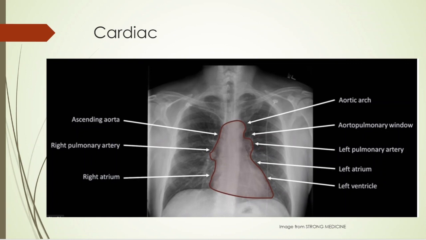And here's a little picture kind of showing you aortic arch. This is the aortopulmonary window. It's a little space right here that you can see. Pulmonary artery, and then down here, of course, is left atrium, left ventricle. On the patient's right, you only see the right atrium right here. This is where the right pulmonary artery is, and of course, ascending aorta is over here. Usually you can't see it. At least I can't. Radiologists can, but they're magicians. It's witchcraft, I tell you.